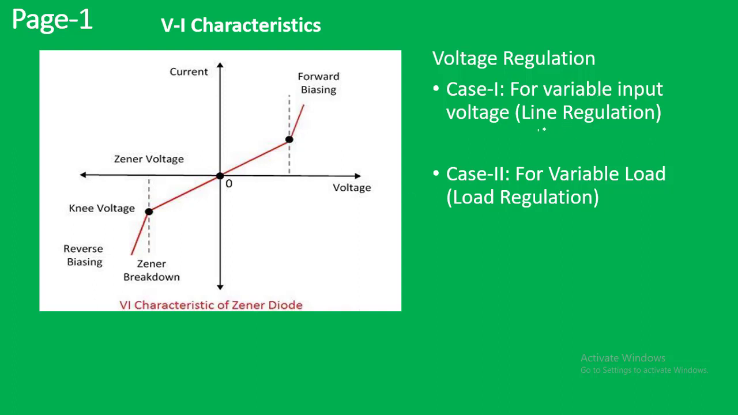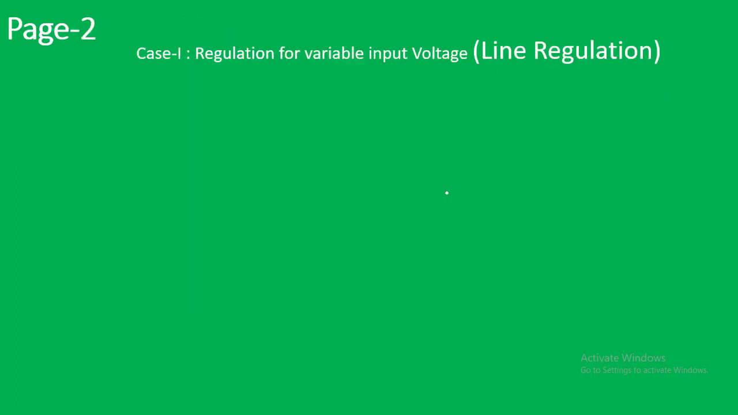variable input voltage, what we call as line regulation. So line voltage may be variable, and according to the variable line voltage, voltage across the load or voltage across the Zener diode will remain constant. And second case, keeping the line voltage same, if we vary the load, but the voltage drop across the load will remain constant. So we call this situation as load regulation. So let us first see the regulation for variable input voltage, that is line regulation.